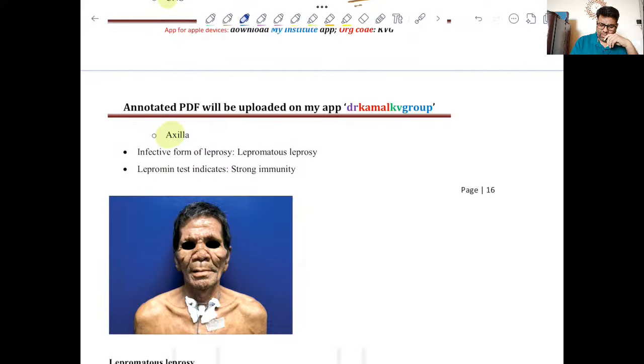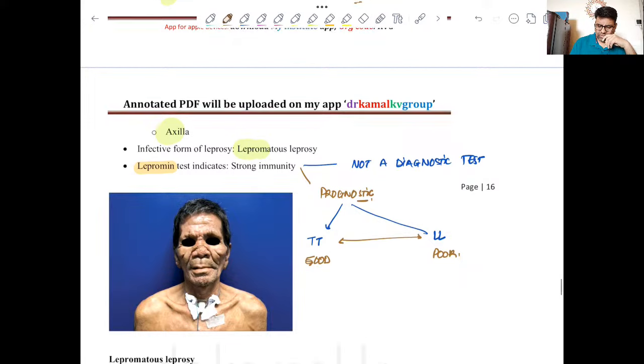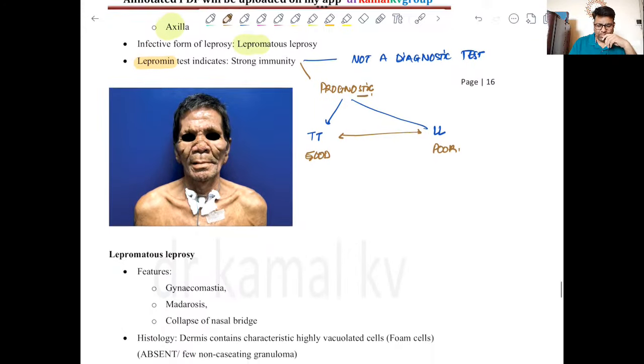The infective form is lepromatous leprosy, and we do one lepromin test. Now again, this is not a diagnostic test, clear? It is not a diagnostic test, it is prognostic, and it actually checks immunity. So we have 2 spectrums. On one side we have the tuberculoid, right, and on the other side we have the lepromatous. So immunity is good here and poor here, right? So this is the spectrum, which includes borderline varieties as well. So total there are 5, but these are at the ends. So the lepromin test checks cell mediated immunity.